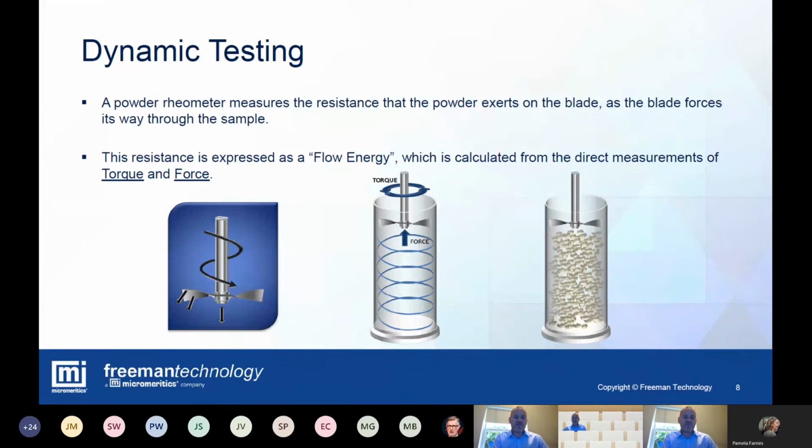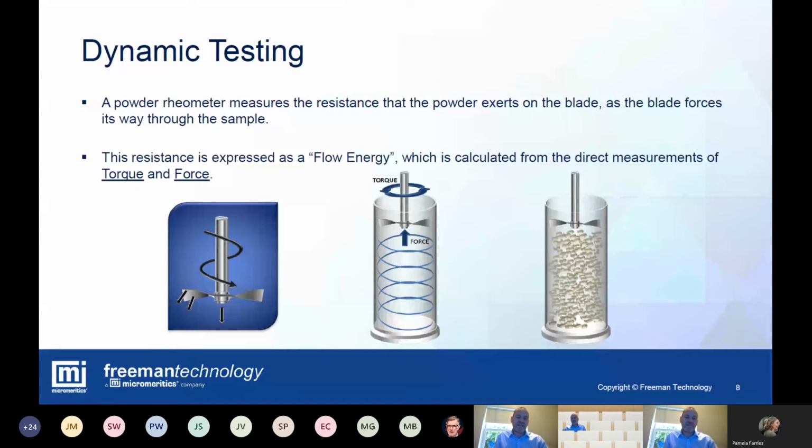And the beauty of this approach is that we can vary it to create different flow regimes and different stress conditions. So you can move the blade at different speeds. You can move downwards to look at confined flow behavior. You can move upwards to look at unconfined flow behavior or gravitational flow. You can change the temperature in your powder, you can change the humidity in your powder, you can look at different additives. Whatever you might do to your material before it goes into your process, you can do in this test as well.